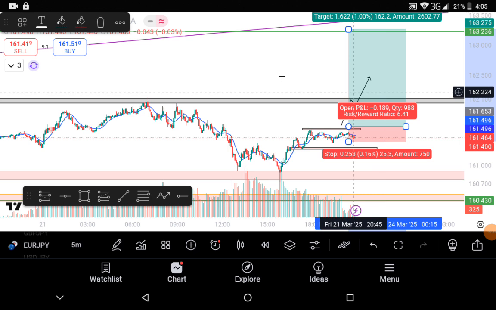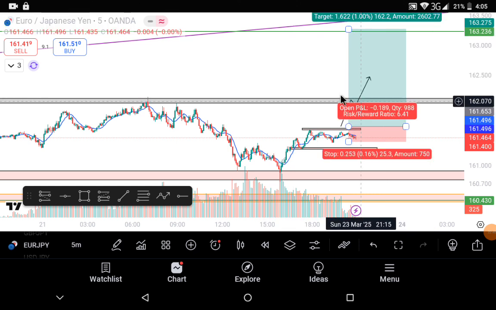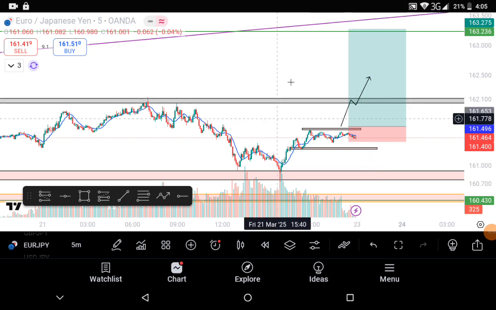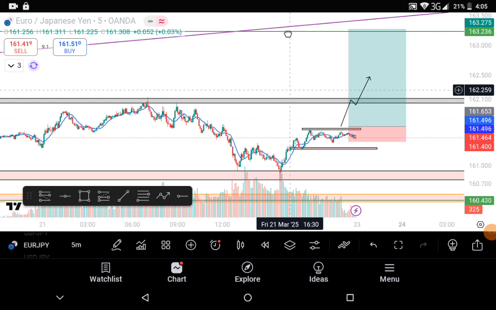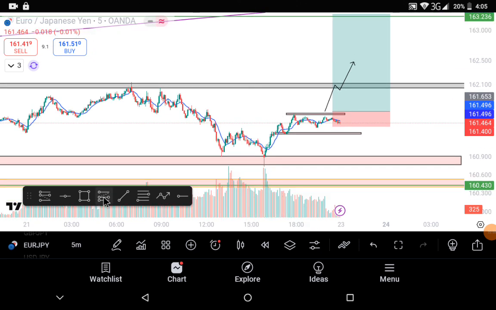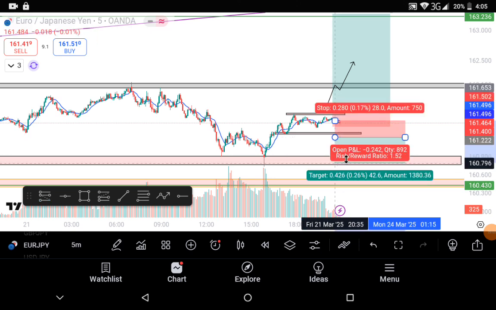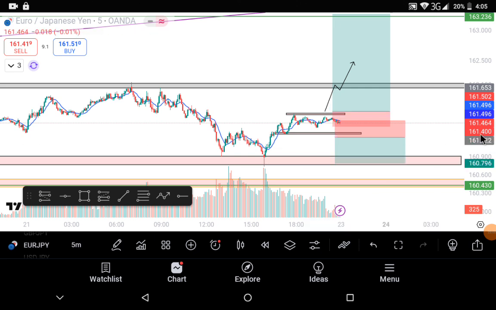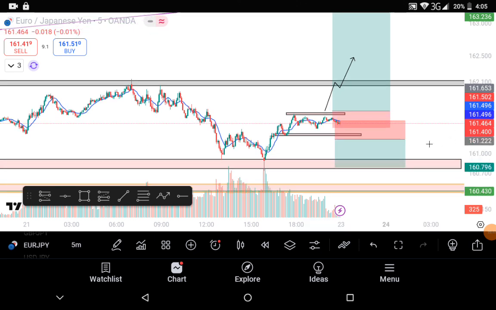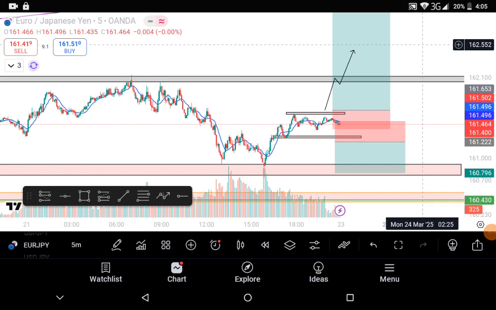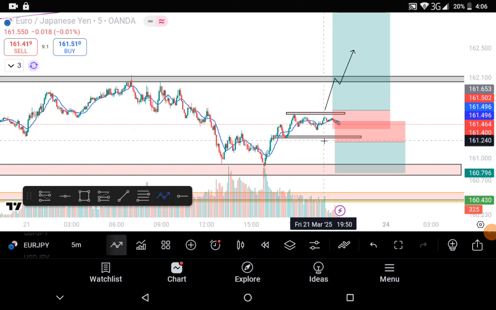Now for the selling scenario, if price should break below here, then we knew that at least we'll sell it up to this point here. Although this is not giving us a very good risk to reward. That is for the selling, understand? So if price should trade below here, then we know at least we'll sell to this point, and if this point does not hold, we'll sell to this point. You get?